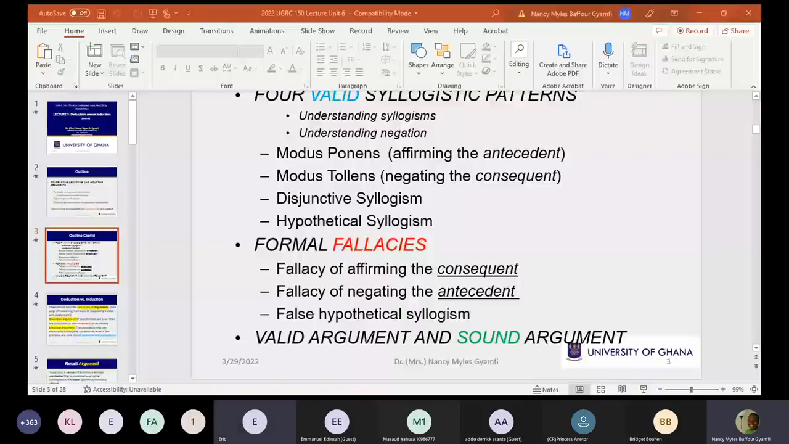Hello. Please, madam, under the modus ponens, what has it done? You said under the modus ponens, what has it done? Please, I didn't get the understanding of it. I've not taught modus ponens. I showed you that it is one of the valid syllogistic patterns that you must know. Yeah, that's all I've said. So we are now going to learn what makes it. Okay.